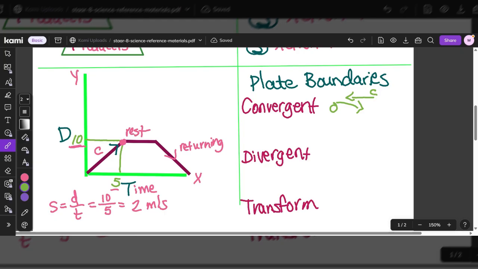This will produce ocean trenches. So I'm going to put ocean trenches. There's another type of convergent boundary, but they buckle up and produce your highest, oops, it's supposed to be an arrow. They produce your highest mountains.